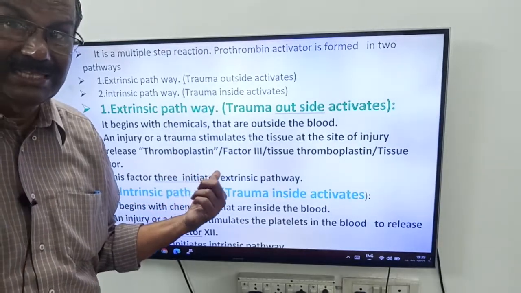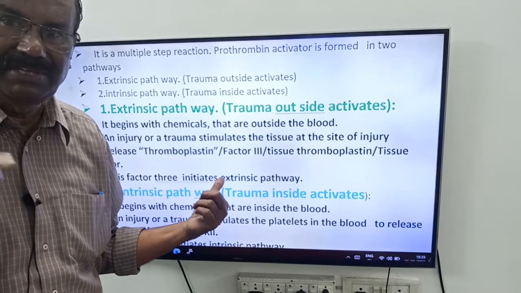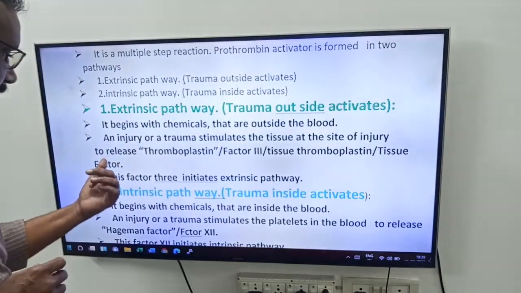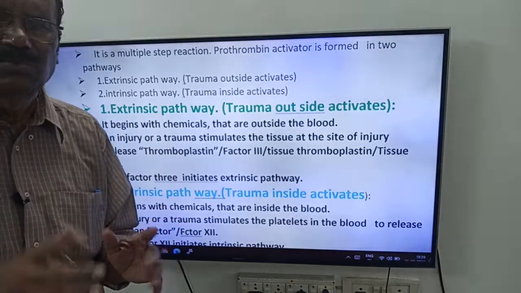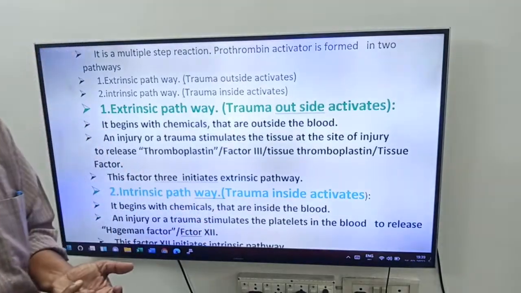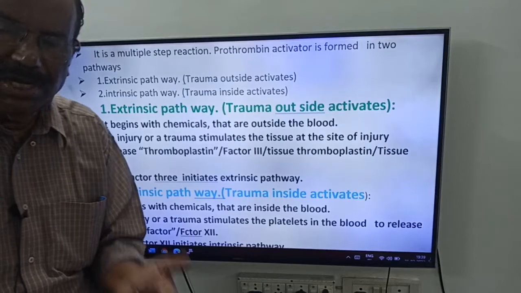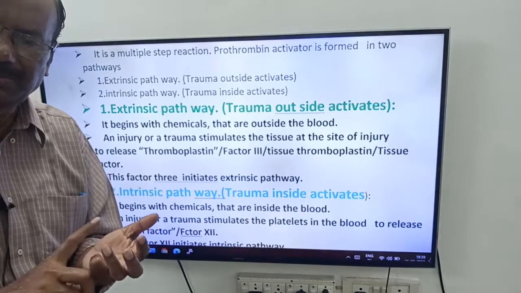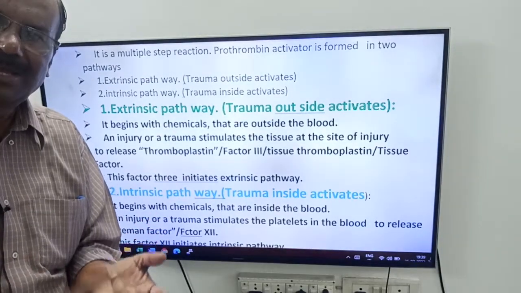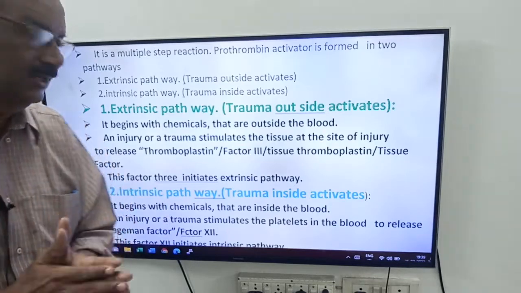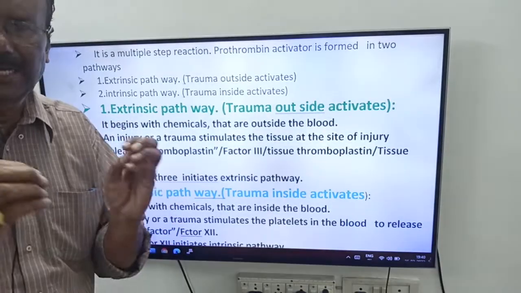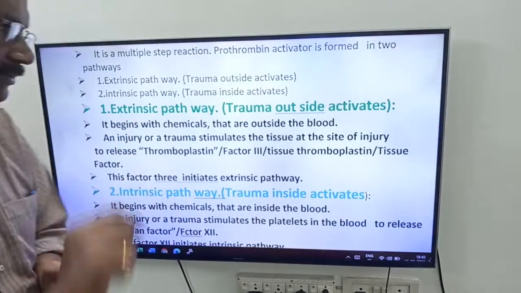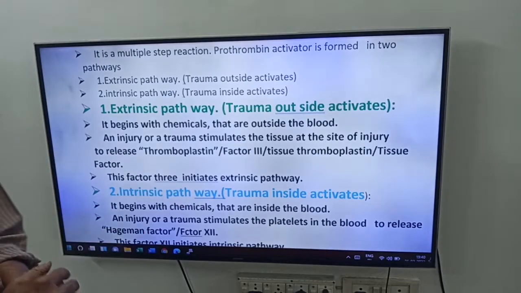Thromboplastin is called factor 3. It is one of the blood clotting factors. You may call it tissue thromboplastin or tissue factor. You have to write any one of these four names, friends: thromboplastin, factor 3, tissue thromboplastin, or tissue factor. Once again, an injury or a trauma stimulates the tissue at the site of injury to release factor 3.